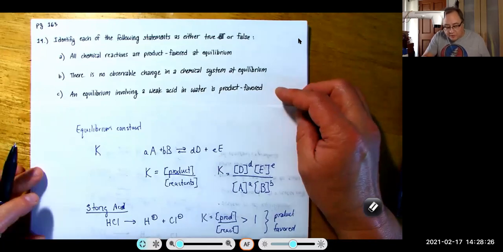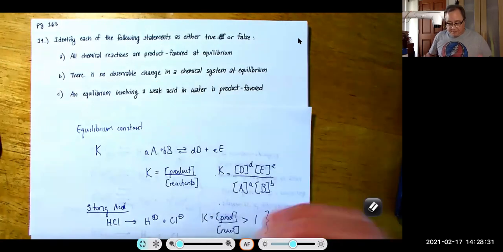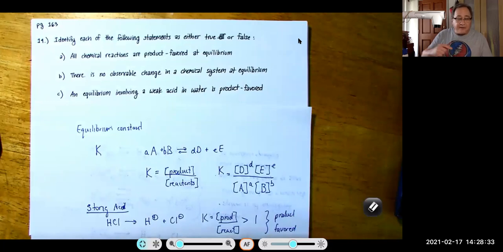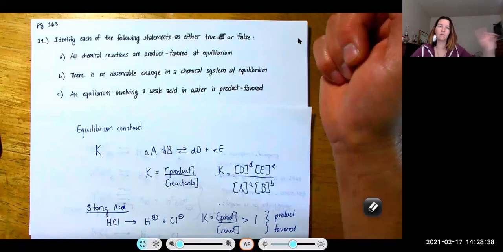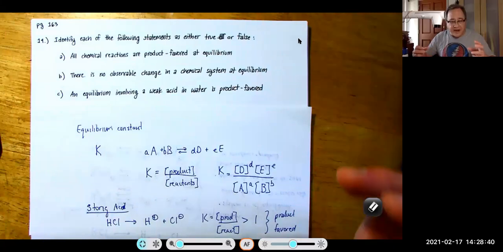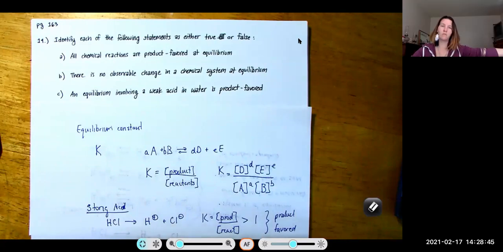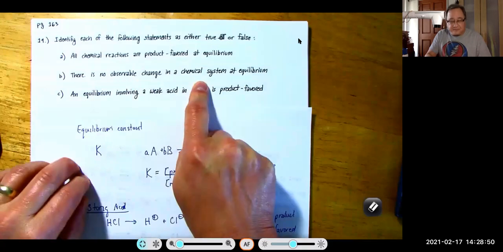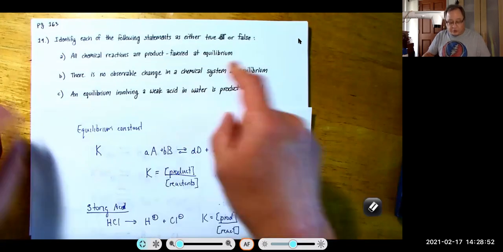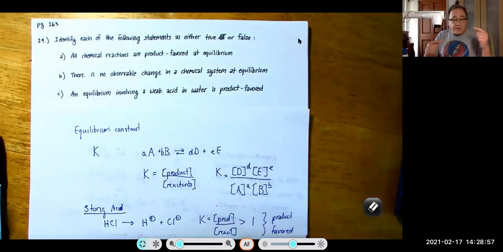There is no observable change in a chemical system at equilibrium. So this is the one where the millionaire is giving me $1, I'm giving them $1. That's equilibrium. Will you notice a change in how much money the millionaire has? No. How about the amount of money I have? No. So that's no observable change. So the answer for B is true. Is the chemical reaction still happening? Yes, but we're not going to see a change in amounts.